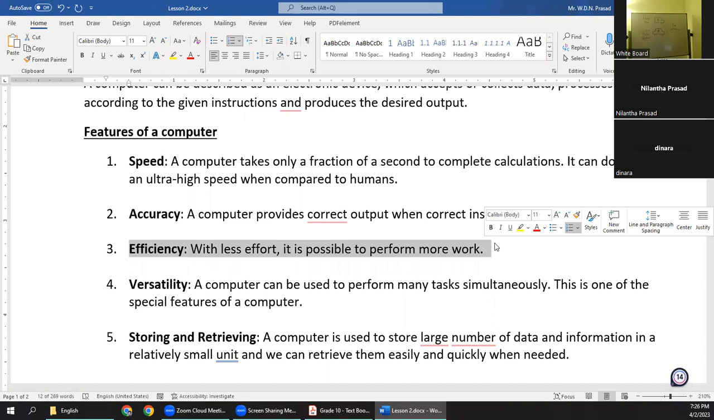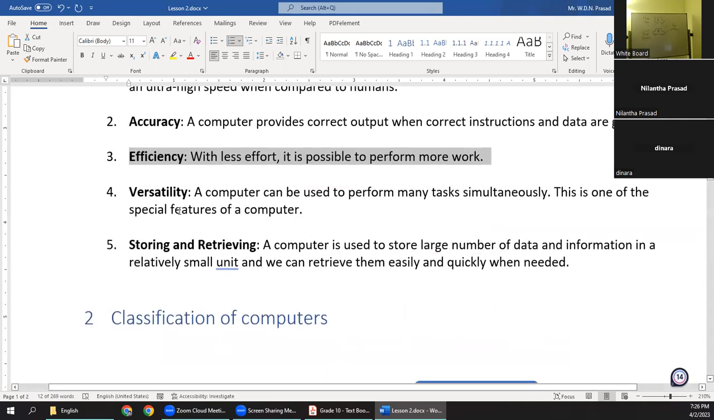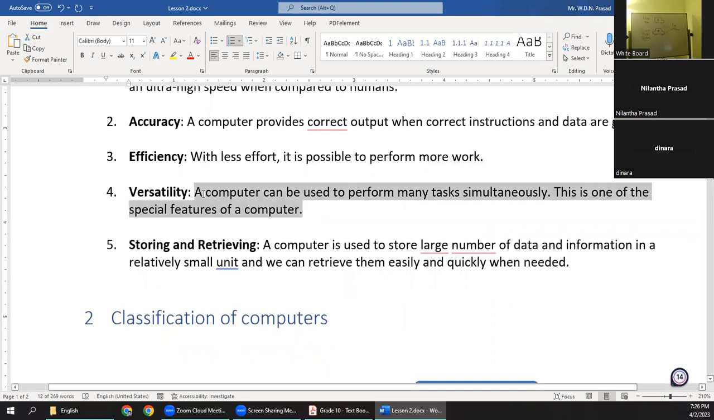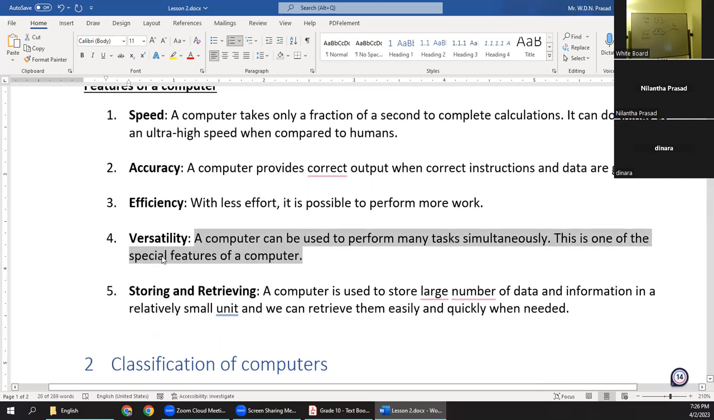But if you take other stuff without computers, it will be very difficult. Versatility. So you can write the same thing. That means at the same time, you can use the computer for many things, right? So we call it versatility.